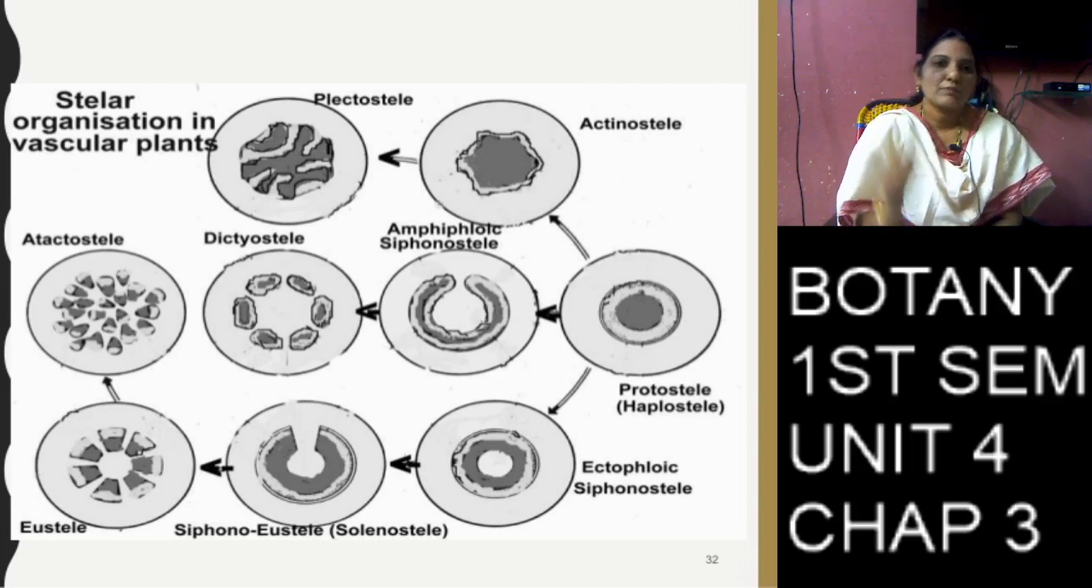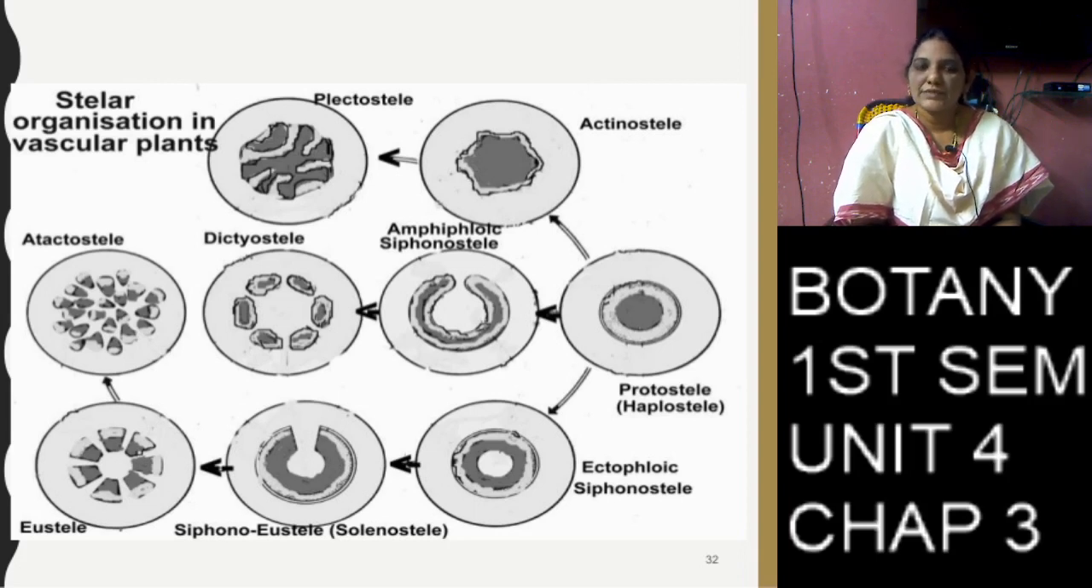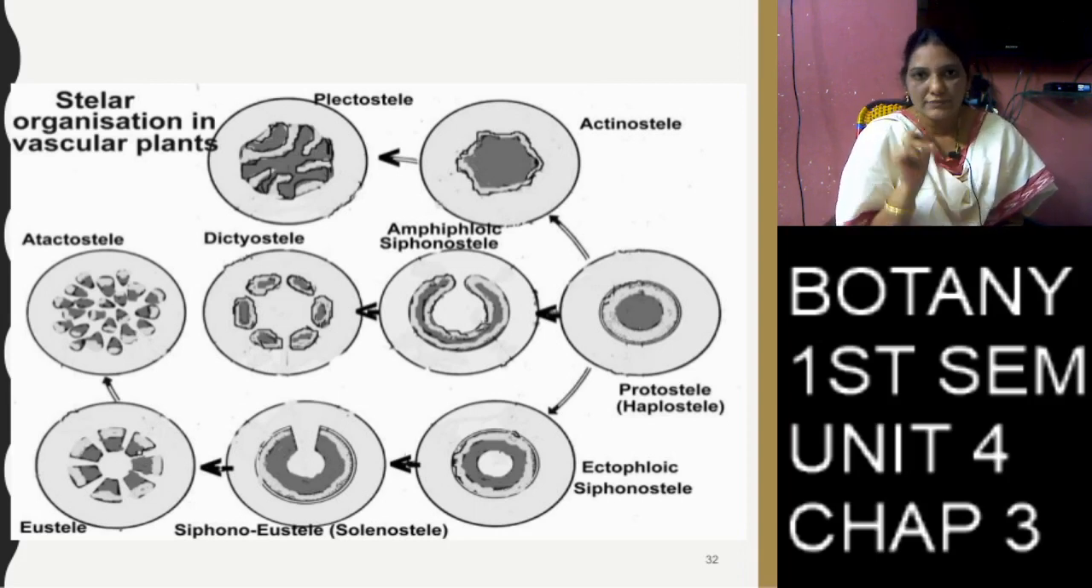plectostele, protostele. So the xylem is arranged like. So I tell you once again, the steles are based on the different types of xylem, absence or presence of medulla, leaf gaps, leaf traces, and arrangement of vascular bundles. So here we can see the first diagram.